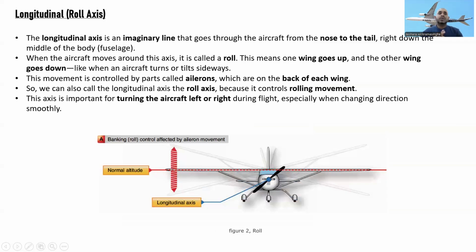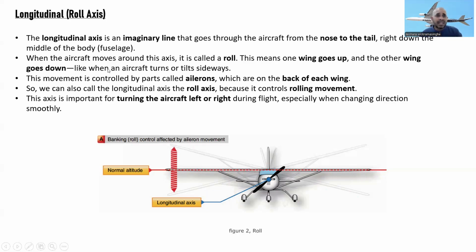All right, now let's go to the longitudinal roll axis. The longitudinal axis is an imaginary line. On the aircraft they don't mark any line. It is an imaginary line that goes through the aircraft from nose to tail. You can see this aircraft from the front. This longitudinal axis goes from the nose back to the tail, right through the middle of the body, the fuselage.